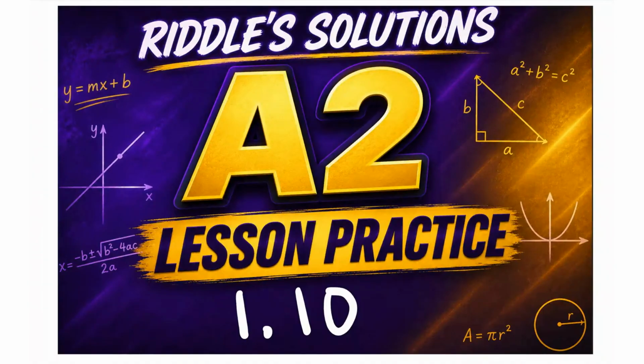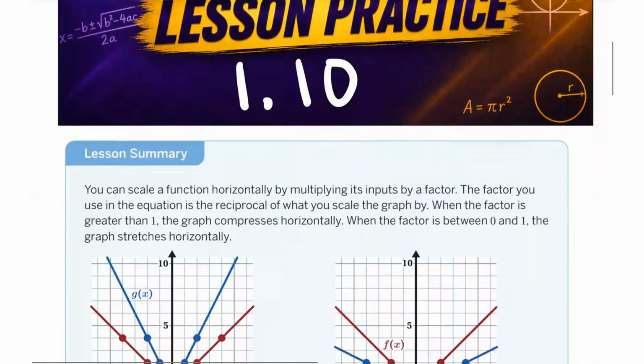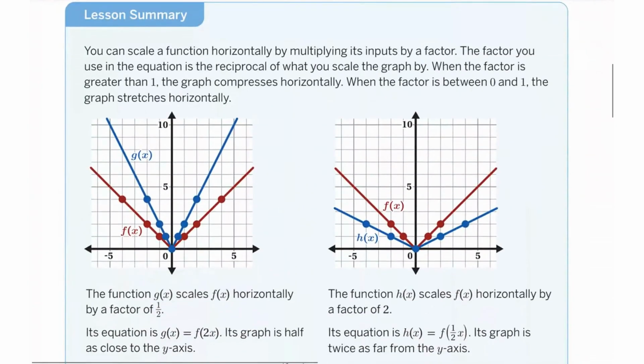Welcome back, people, to our lesson practice review, where we are covering Chapter 1, Lesson 10, and the work that it includes. So we have our lesson summary to start. Lesson 10 actually builds on an earlier lesson that we talked about, scaling a function. This one is specifically about scaling it horizontally by multiplying its inputs by a factor. The last lesson talked about vertically scaling it. Now we're talking about horizontally scaling it.